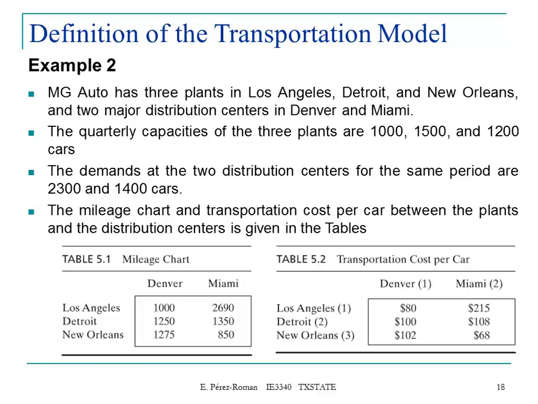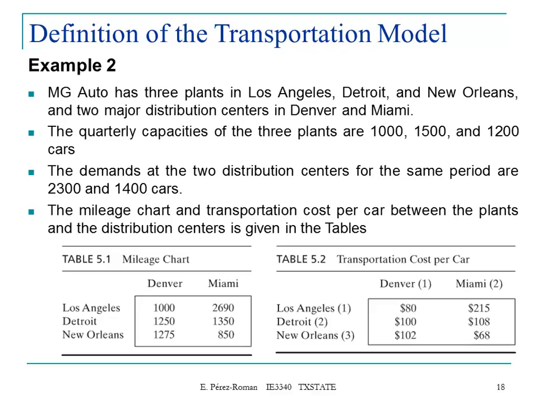We were looking at MG Auto, which has 3 plants in Los Angeles, Detroit, and New Orleans, and the capacities of the plants were 1,000, 1,500, and 1,200 cars. And you had 2 demands at 2 different distribution centers for the same period. There were 2,300 and 1,400 cars. And you had 2 different tables that presented the information that you need in order to decide how to send these cars to the distribution centers. One of them is the mileage, and the second table presented the cost.